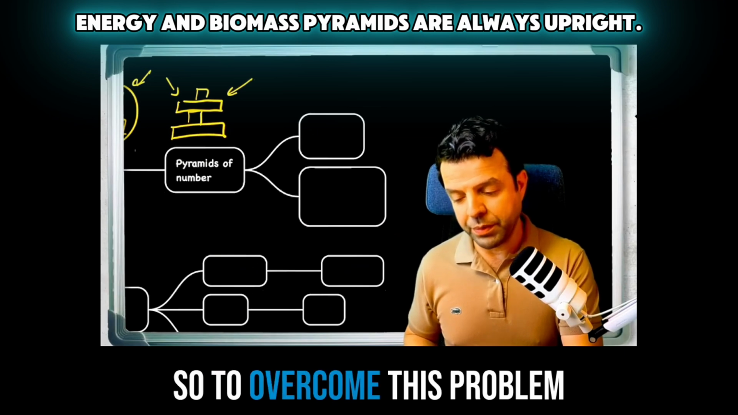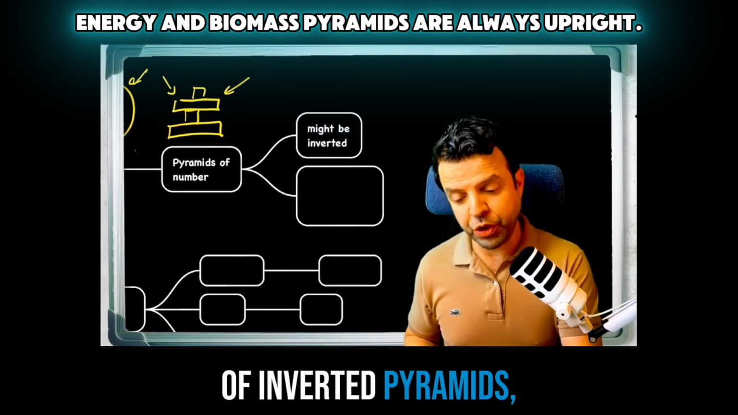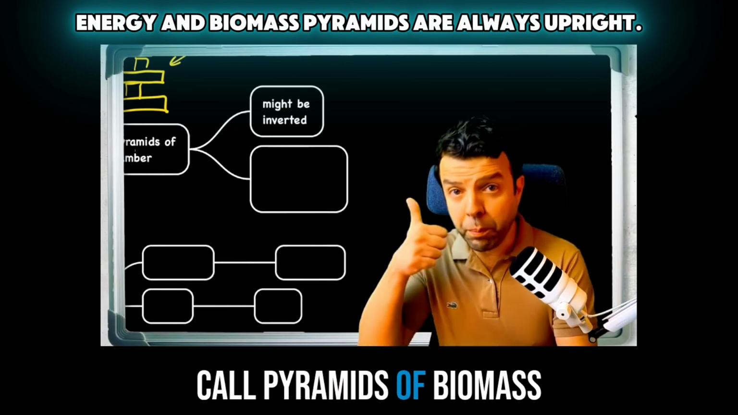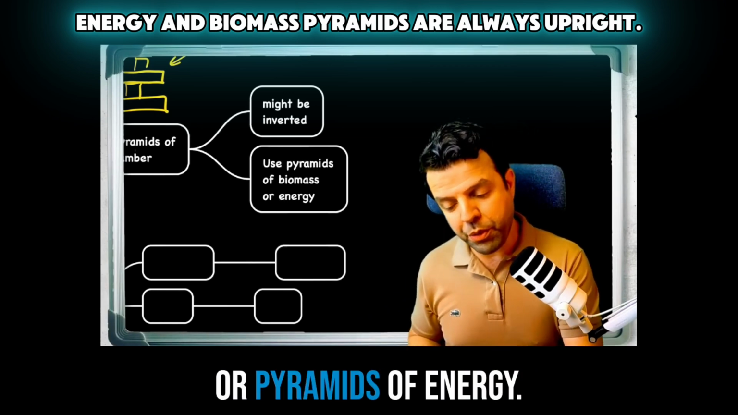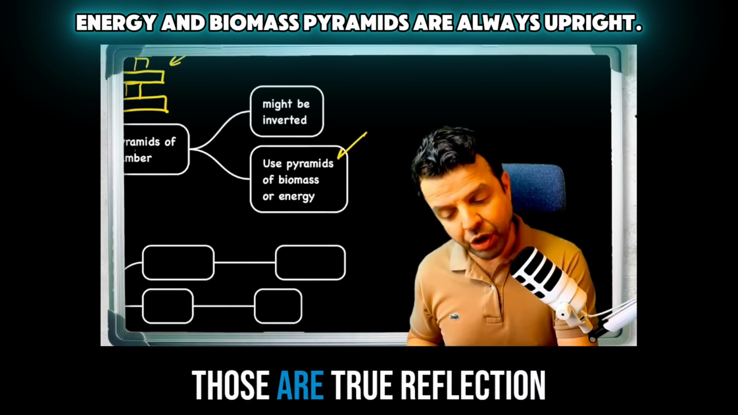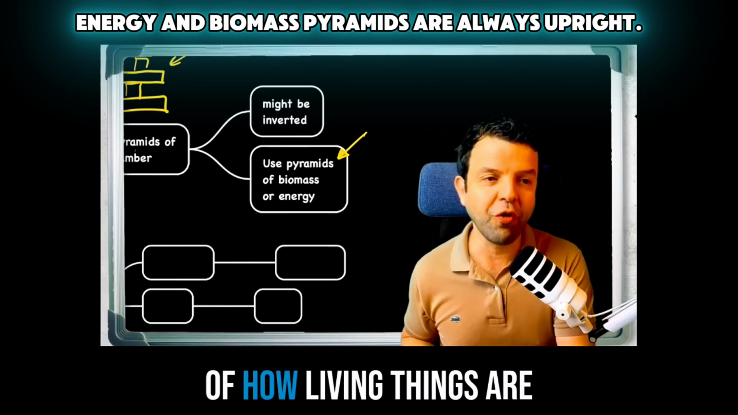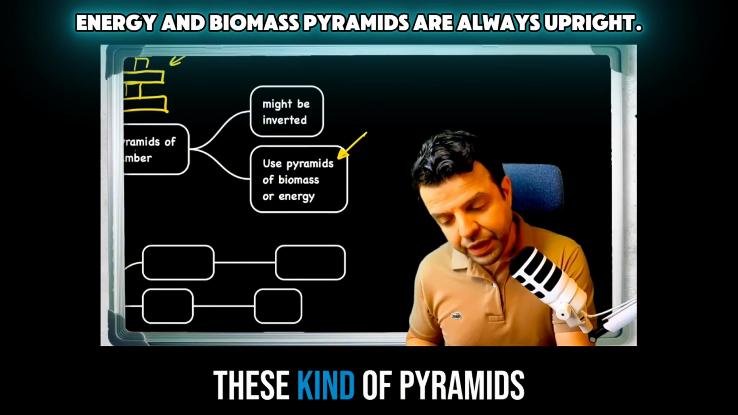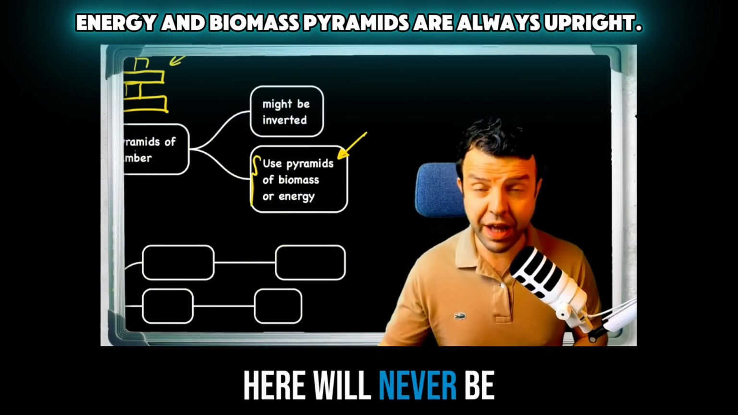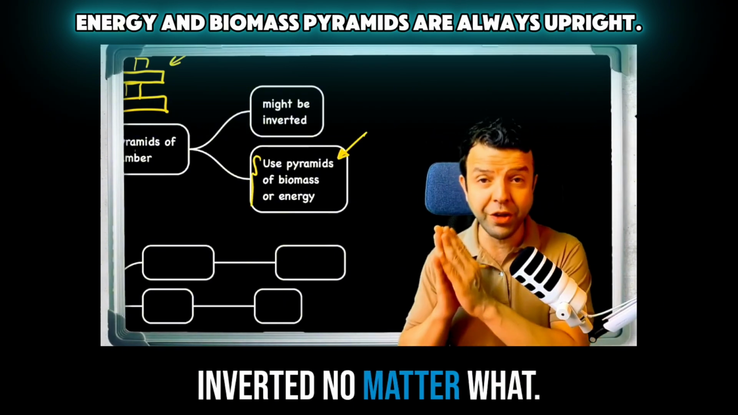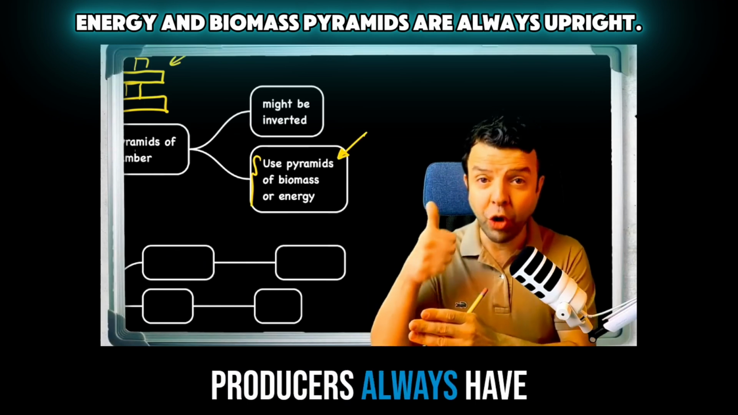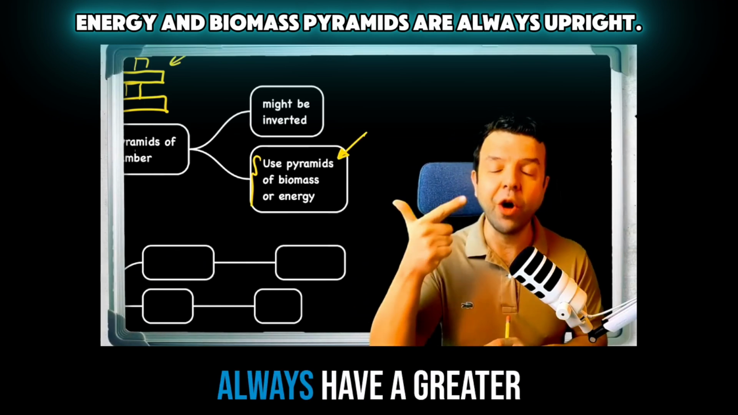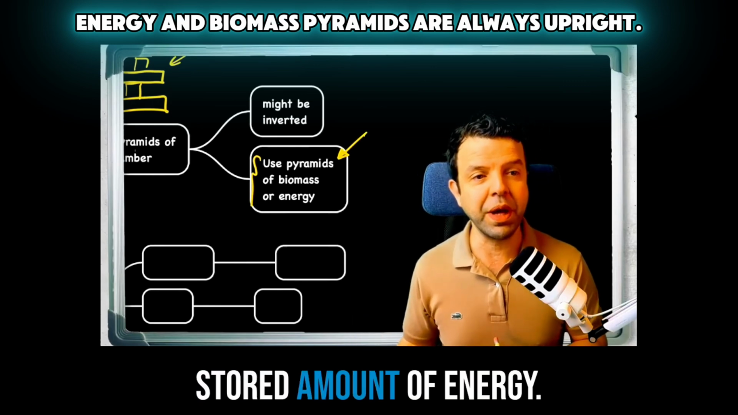So to overcome this problem of inverted pyramids, we tend to have what we call pyramids of biomass or pyramids of energy. Those are a true reflection of how living things are in the food chain, because these kinds of pyramids will never be inverted, no matter what. Producers always have a greater biomass than anything else, and they always have a greater stored amount of energy.